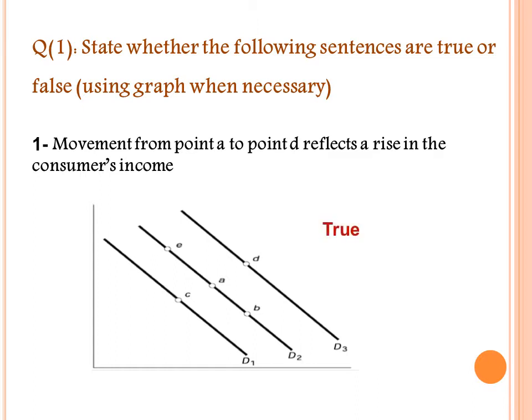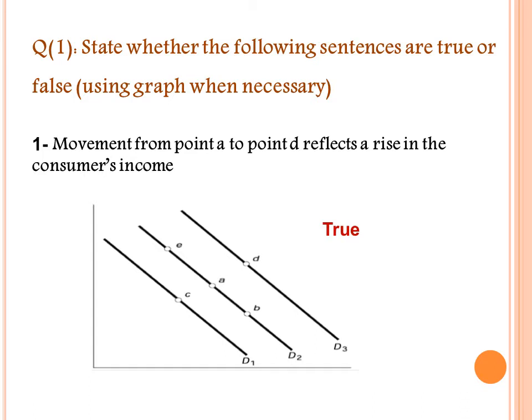This sentence is true. Why? Because point A is a point on demand curve D2. Point D is a point that is located on a higher demand curve, which is D3. When the demand curve D2 shifts upward to D3, this could be due to the rise in the consumer income.